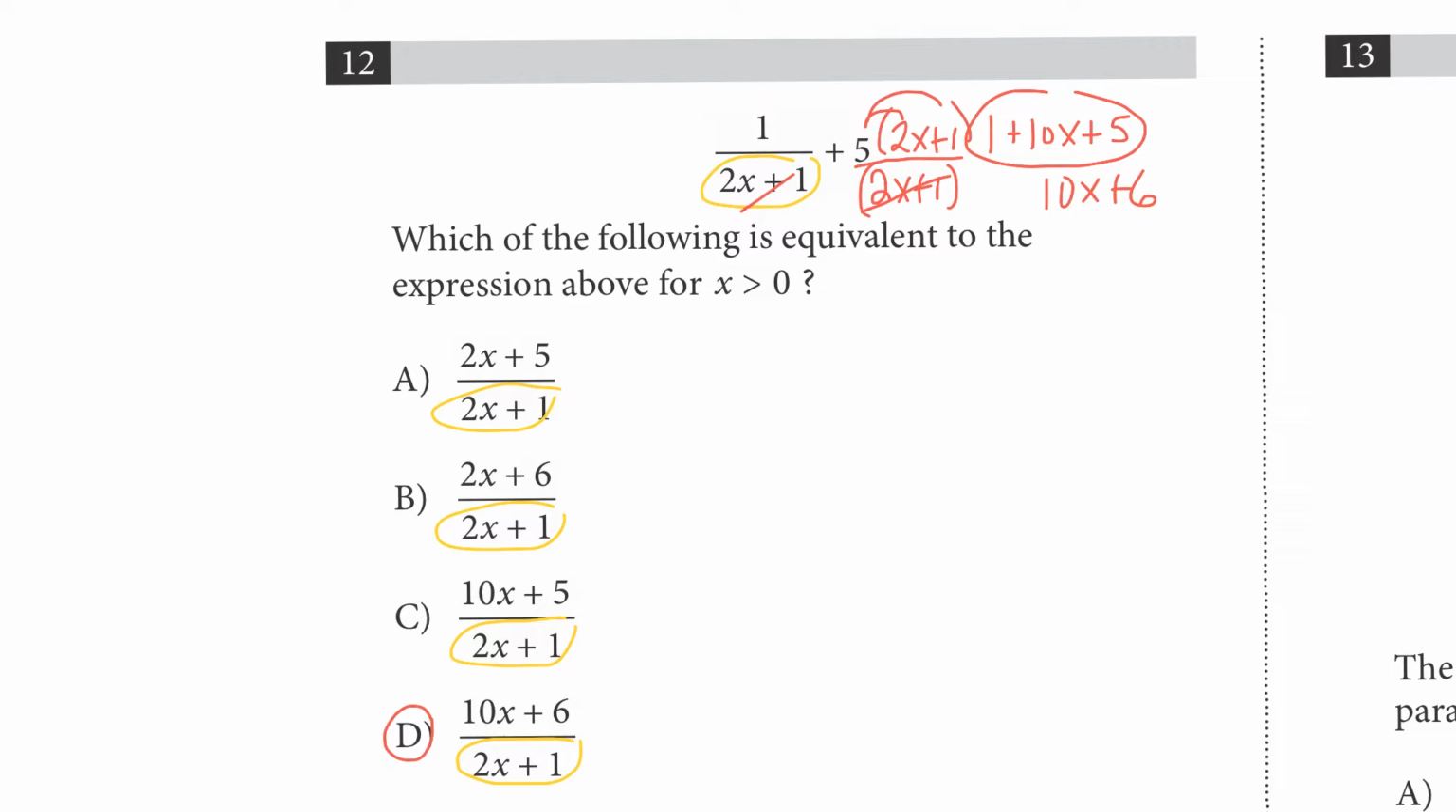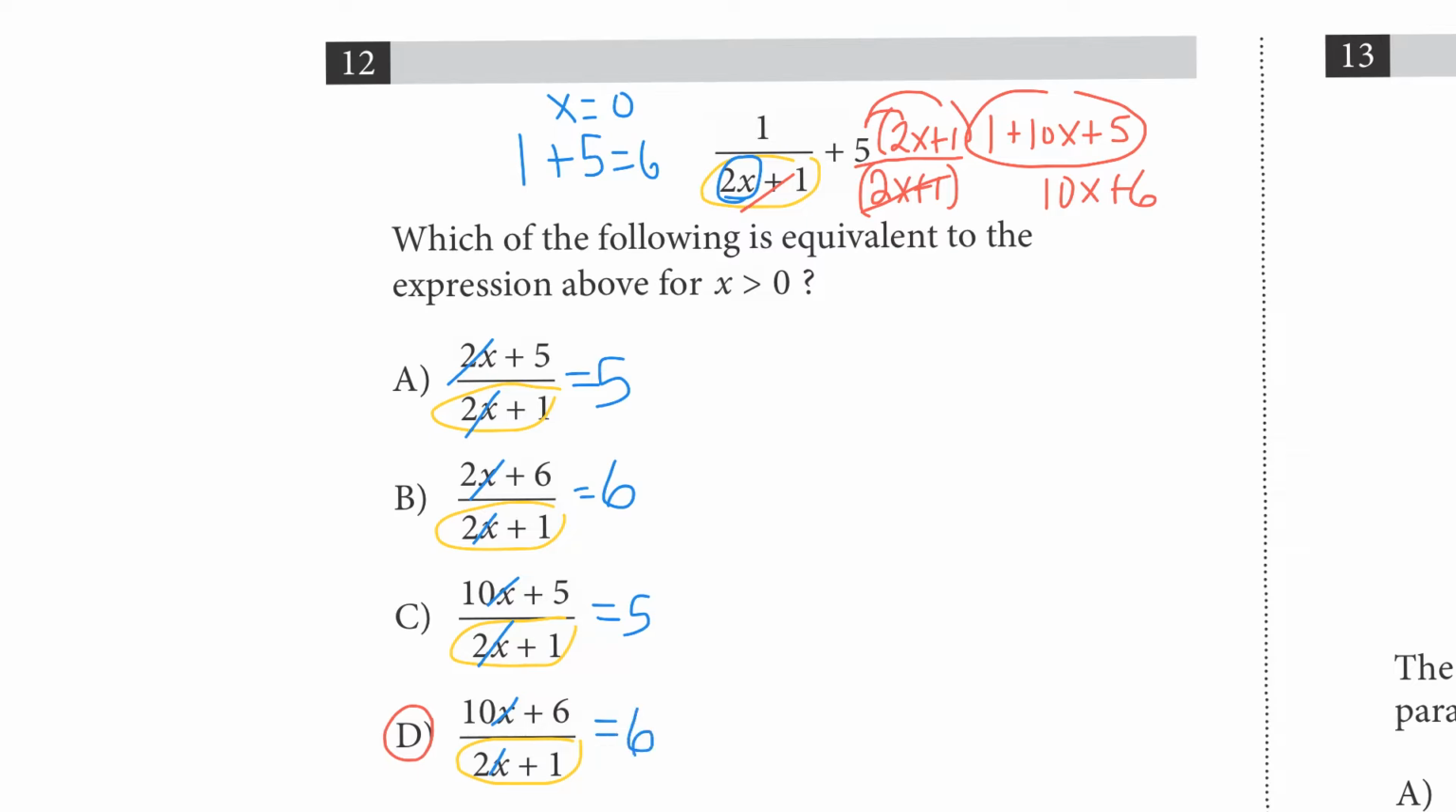Now there is a quick way of checking if you didn't want to do all of this. Maybe a student might say, well, what if we tried a number? What if we tried x equal to 0? If x equals 0 here, this would be 0. 1 over 1 is 1 plus 5. You would get 6 when x equals 0. Here, if x equals 0, you get 5. Here, if x equals 0, you get 6. And here, if x equals 0, you get 5. And here, if x equals 0, you get 6.